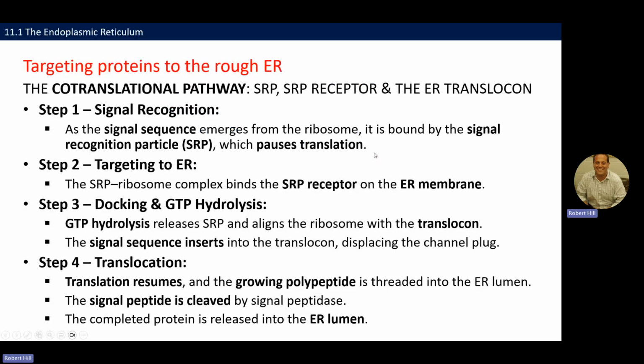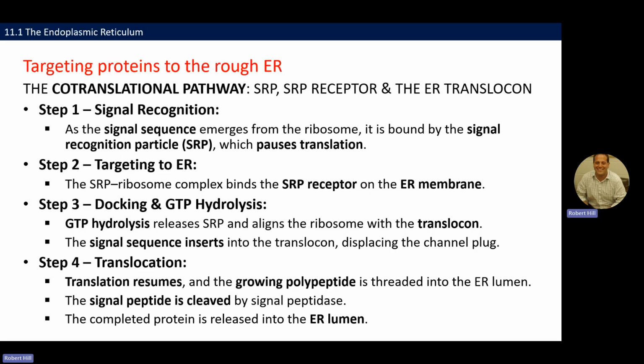Okay, so this is the first mechanism that we're learning. This is the co-translational pathway, right? So that means that you have a signal sequence on the new protein. And with this pathway, there is a particle called the signal recognition particle that interacts with the signal sequence. So you've got a ribosome in the cytoplasm, producing a new protein with an N-terminal signal sequence, and the SRP goes and binds to the signal sequence.